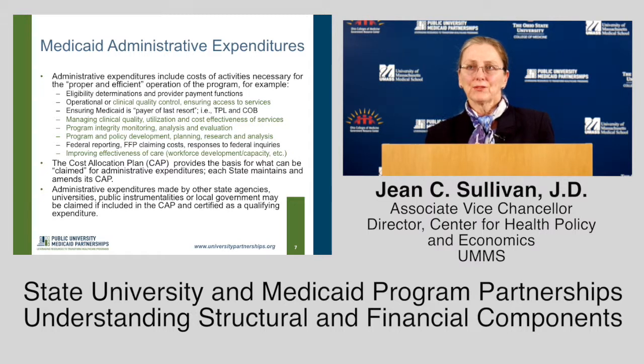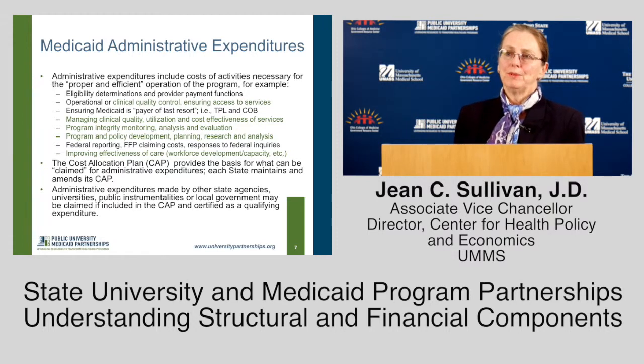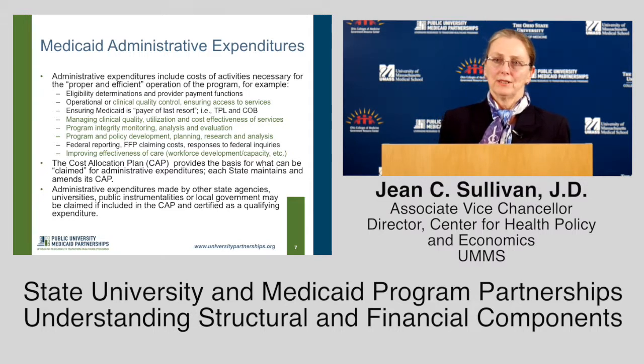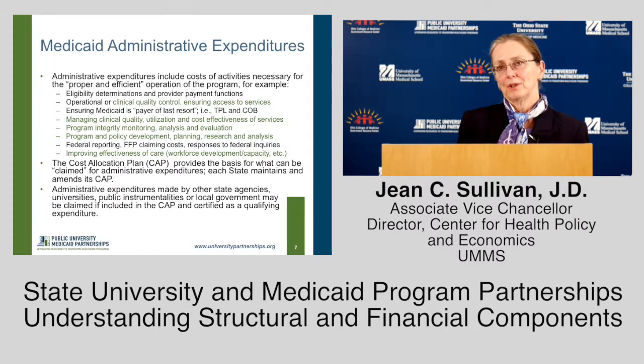Now, administrative expenditures, in order to qualify for this federal match, have to be articulated in what's called a cost allocation plan. Each state has its own cost allocation plan, and if it has not engaged in any activity with its university partners to date, it will have to amend that plan to describe the kinds of administrative activities that a university is about to provide for it. This is essential in order to document and to qualify the activity for federal match.